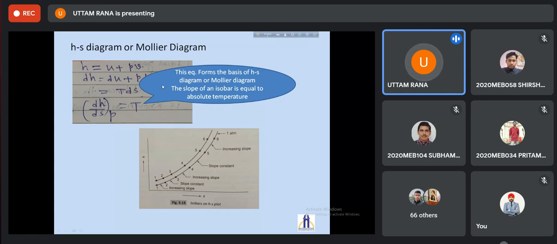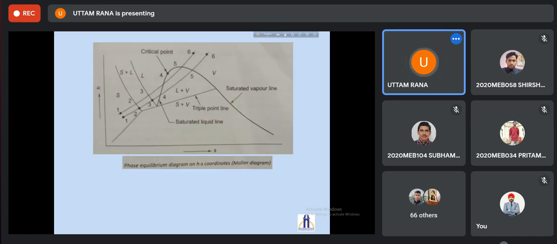Temperature will be equal to constant. So the slope of the curve will remain constant. And after that, from saturated vapor to the superheated vapor, the curve's temperature will keep on increasing. So with this basic idea, if one draws the HS diagram, one will get a diagram like this one.